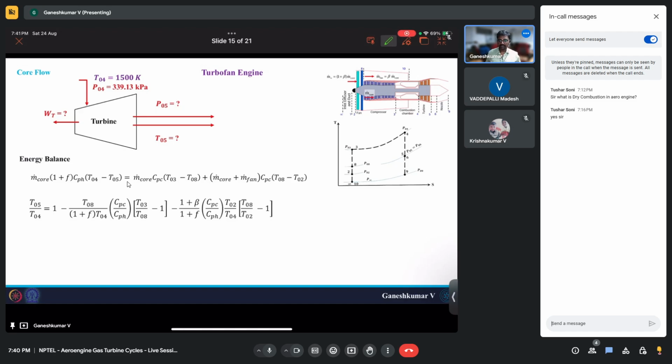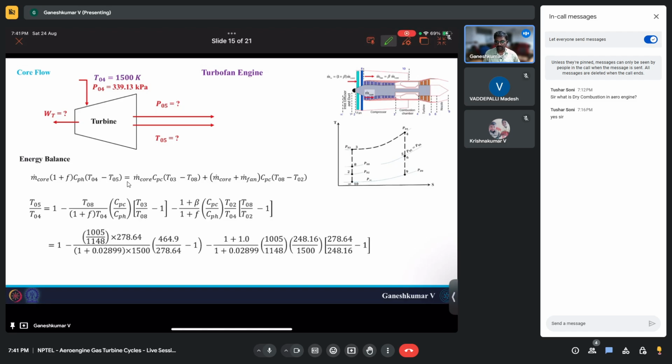So if you just rearrange this, you will end up having this equation. I'm sure that you have already seen this equation in the lectures itself. It shouldn't be a surprise for you. Now, if you substitute these numbers and multiply T04 also to it, you will end up having T05 as 1289.6 Kelvin. So the temperature has reduced from 1500 Kelvin to 1289 Kelvin.